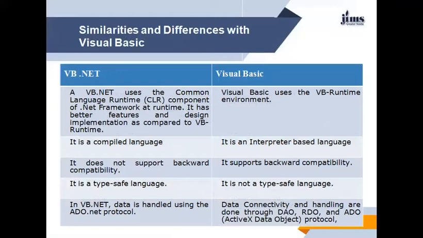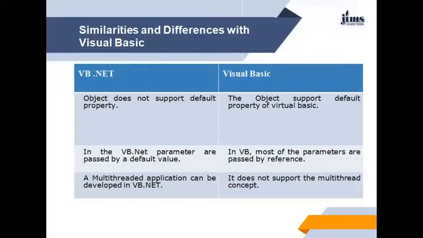In Visual Basic .NET, data is handled using the ADO.NET protocol. Meaning, for database handling, we are using the ADO.NET protocol. However, data connectivity and handling in Visual Basic use DAO, RDO, and ADO, ActiveX Data Object protocols. So these we are using in Visual Basic, and in VB.NET we are using ADO.NET. In Visual Basic, the object supports the default property. The object does not support the default property in VB.NET.